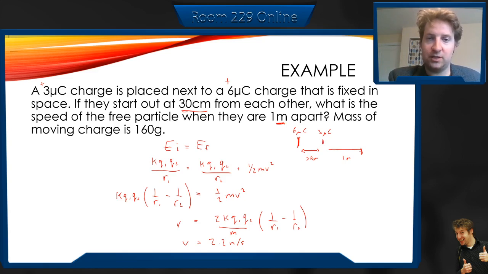So this was just using energy conservation, that the energy to begin with, just the potential to begin with, gets changed into a reduced potential because they're farther away, and a kinetic energy because it's now moving away because of the repulsion between the two positives. Okay.